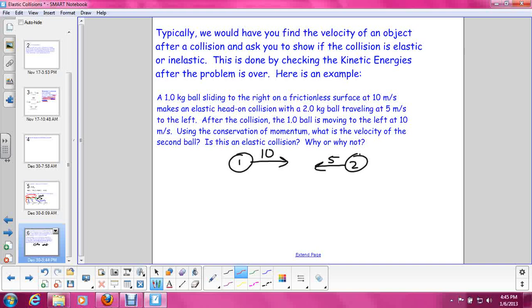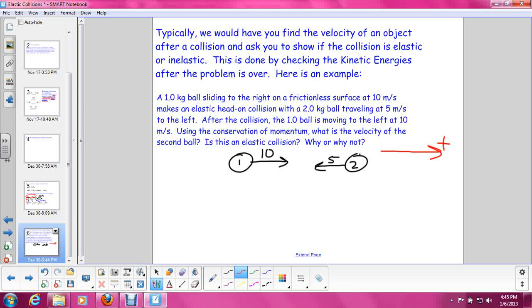Now, before we go any farther, we have something traveling to the right and we have something traveling to the left. And we need to be able to signify direction in our equations. So we need to assign positive and negative to these directions. You can do it any way that you want, but I typically assign to the right as moving in the positive direction. So in that case, the 1 kilogram ball has a velocity of 10 meters per second, and the 2 kilogram ball has a velocity of negative 5 meters per second, because it is moving in the negative direction.